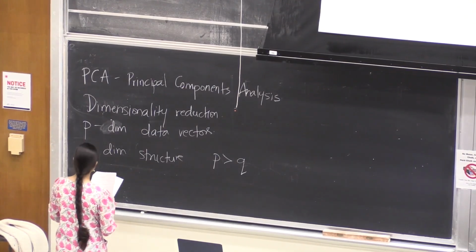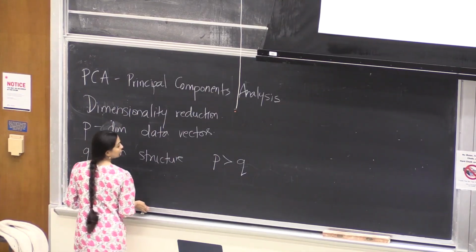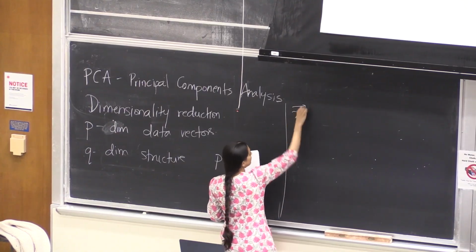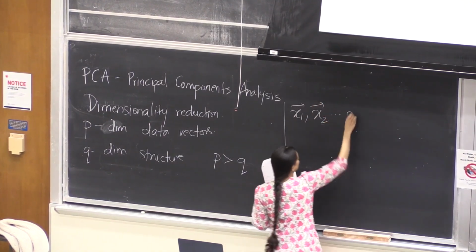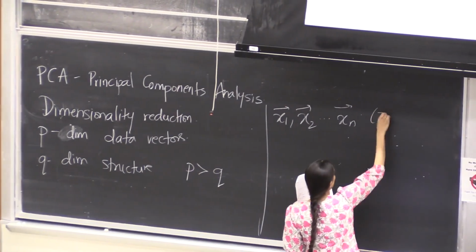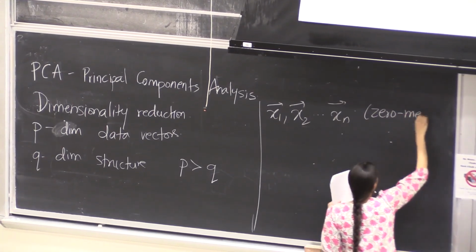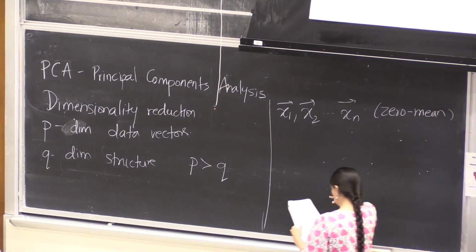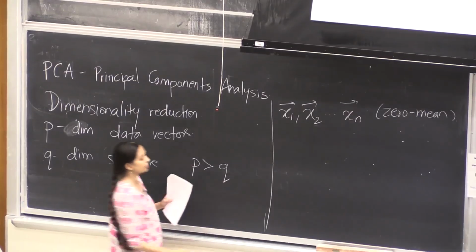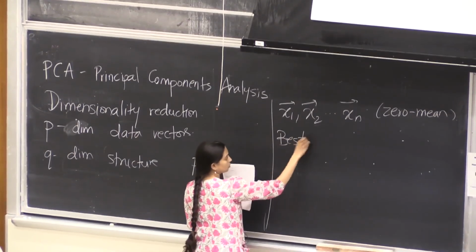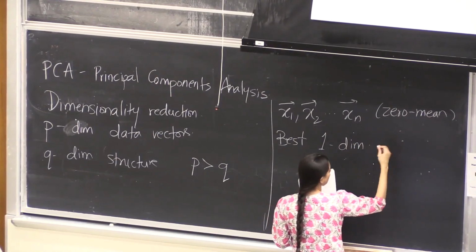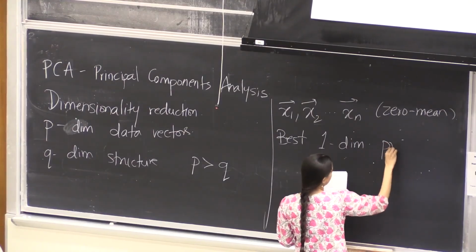So to set this up, last time we said, let's consider that we have a bunch of data vectors, x1, x2, up to xn. Let's say I have n data vectors. Let's say they're all zero mean. Okay. And what do I want to do? Let's say I wanted to find the best one-dimensional projection vector.